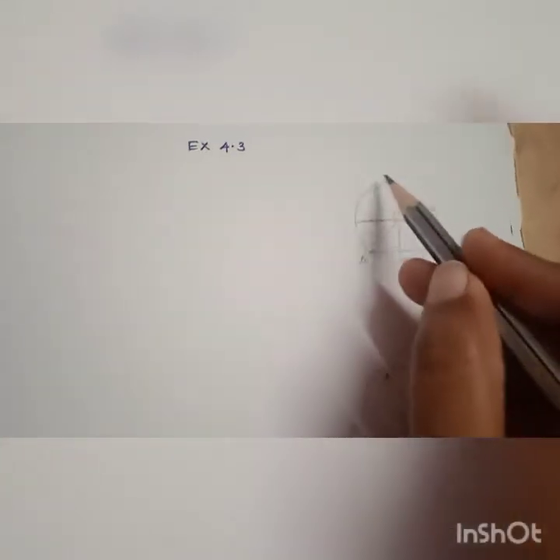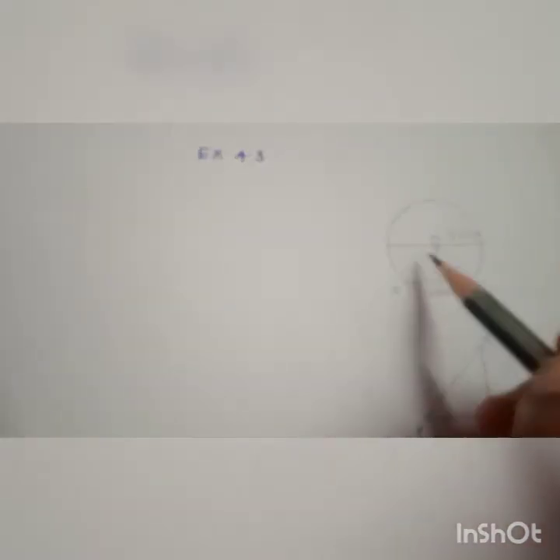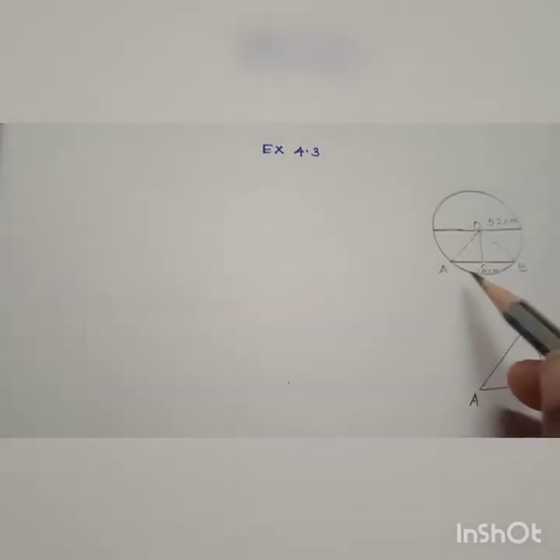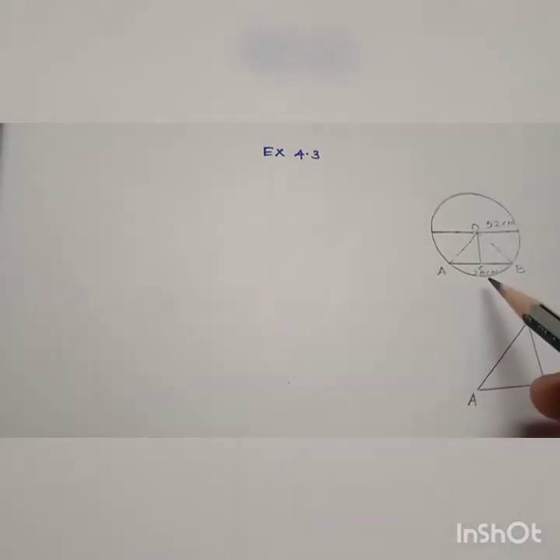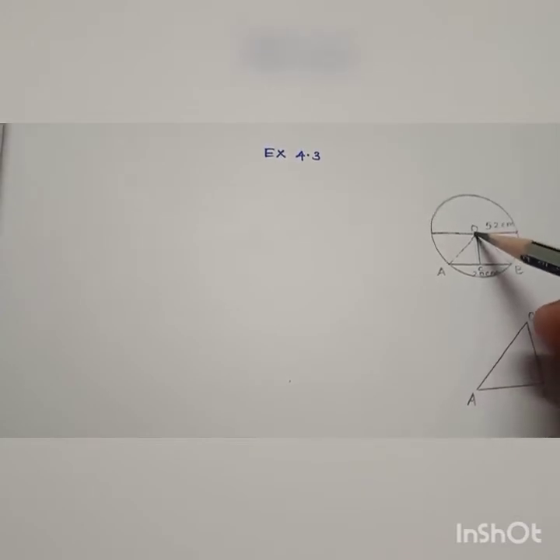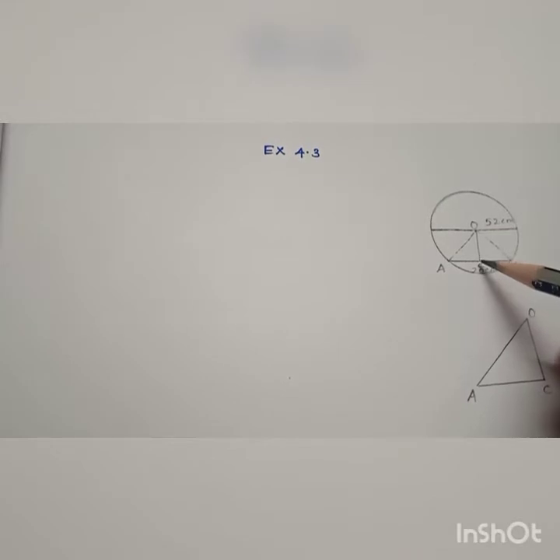Here they have given a circle. In a circle, the diameter is given as 52 centimeter. The length of the chord is also given as 20 centimeter. We have to find the distance from the center to the chord.